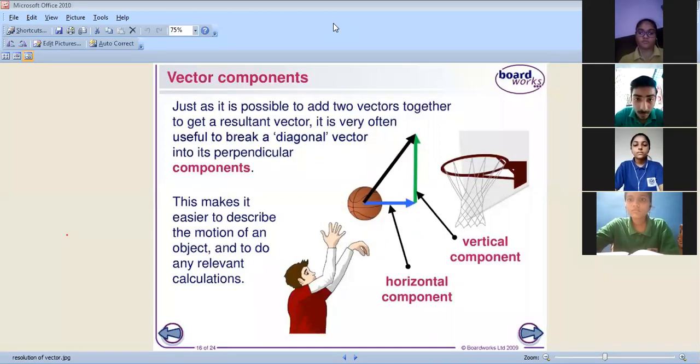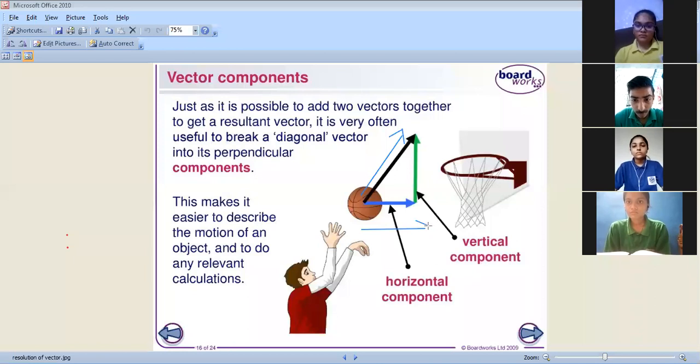Okay, so here you can see a basketball player is throwing the ball. So the resultant force of this ball has been divided into two components, that is the x component and the y component.